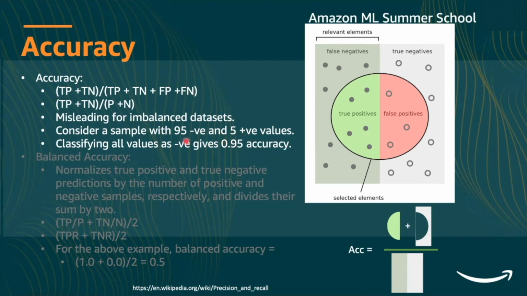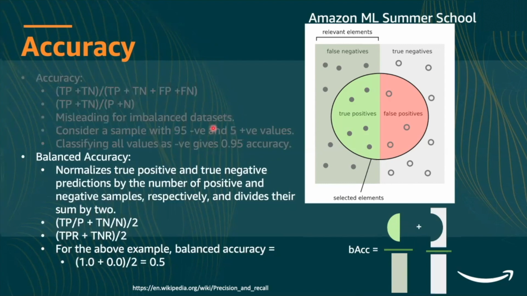So is this the right metric you should look for? No, because you're not taking into account these 5 positive samples or these rare classes, and hence accuracy is not the right metric. So in this case you compute the balanced accuracy measure. It normalizes the true positive and the true negative predictions by the total number of positive and negative samples, so you are taking into account the amount of positive and negative samples. You take the true positive samples and divide by the total number of positive samples. You take the true negative samples and divide by the total number of negative samples, and you take the average of the two, right?